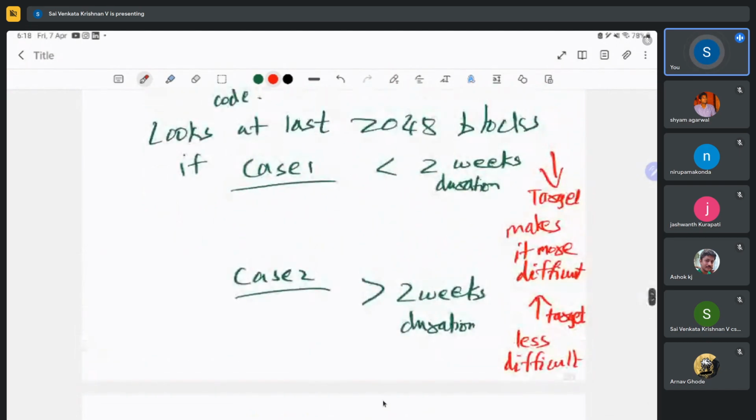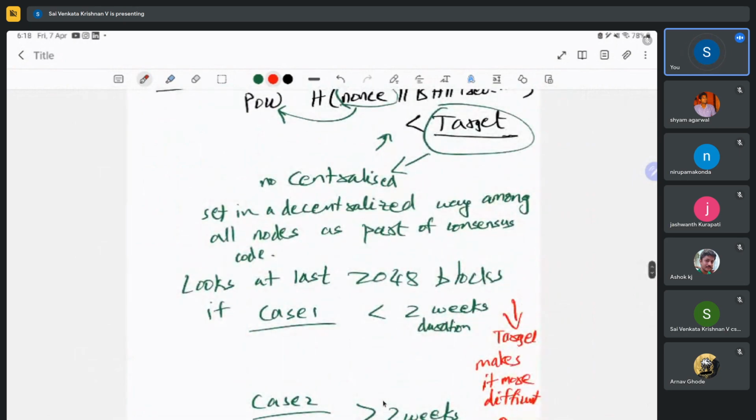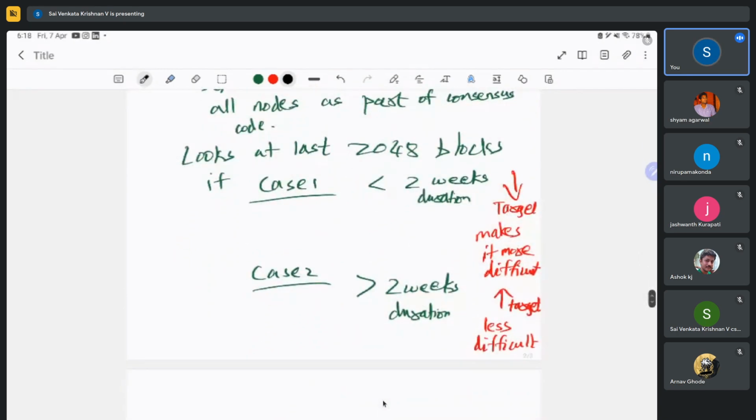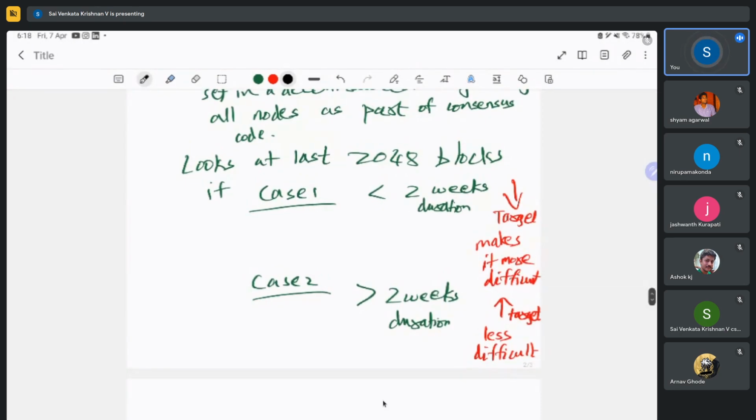So this is how your target difficulty is determined, by looking at the last 2048 blocks and how much time it takes for them to be added to the blockchain, and based on that the target is readjusted by each and every node independently in a decentralized way. And all of this is part of your Bitcoin client code, the code that you have to download in order to set up a node and run it. That code has all this functionality within itself.